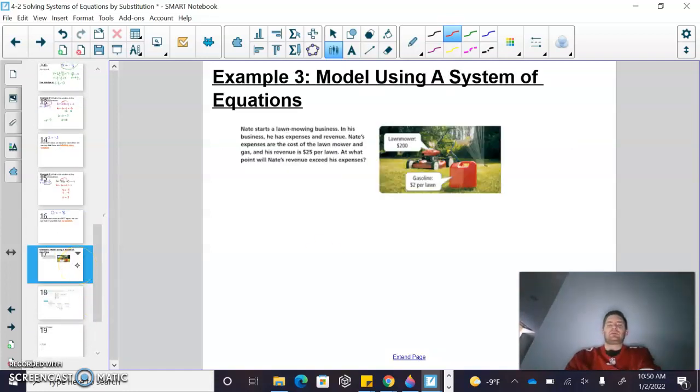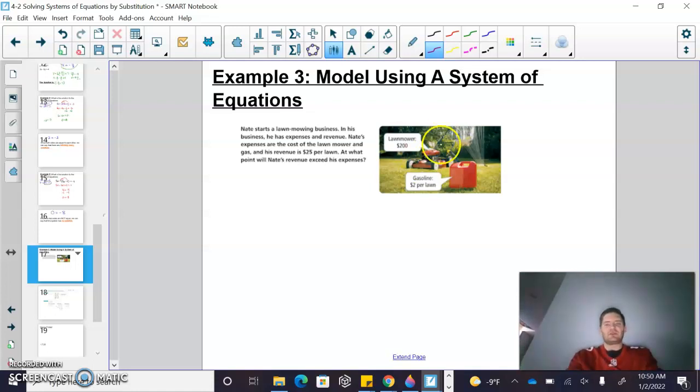And now, the real-world example, where we're going to model using a system of equations. So Nate starts a lawn mowing business. His business has expenses and revenue. Nate's expenses are the cost of the lawnmower and gas. His revenue is $25 per lawn. At what point will Nate's revenue exceed his expenses? So basically, we're trying to figure out the intersection point. How many lawns does he have to mow in order to make a profit?